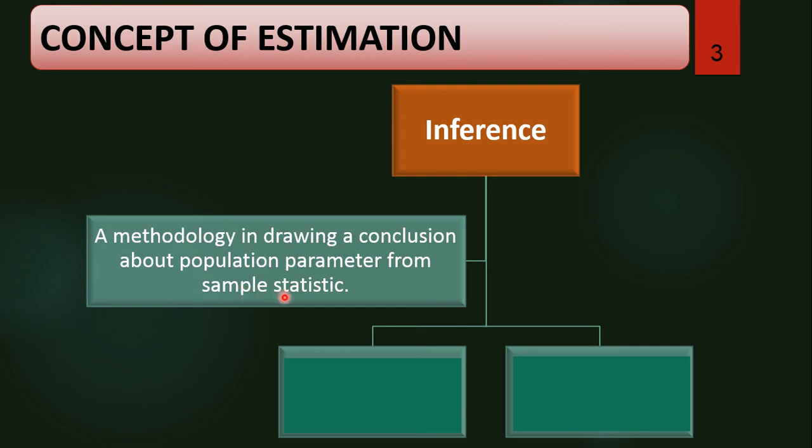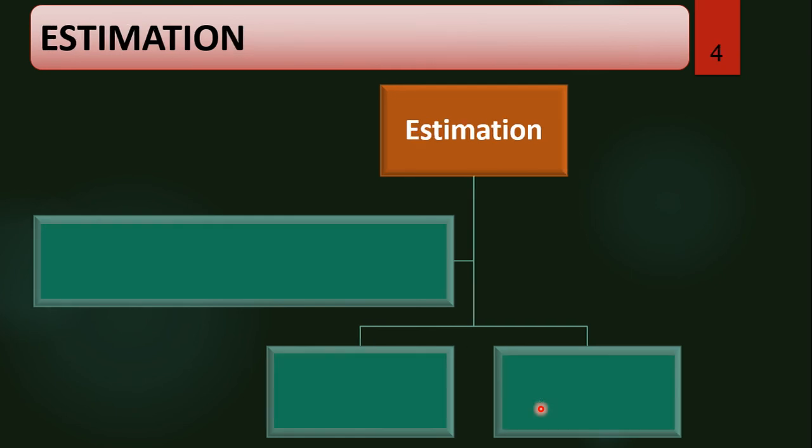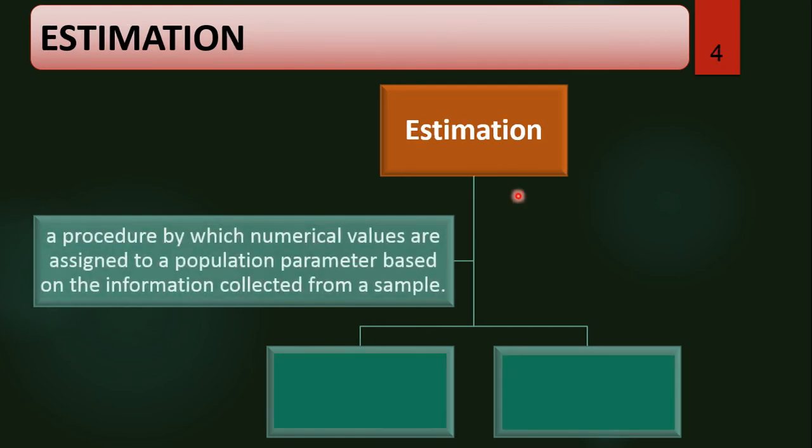Inference can be divided into two: by using estimation, or by using hypothesis testing. In this video, we will focus on estimation. Hypothesis testing we will discuss in the next video. Estimation can be defined as a procedure by which numerical values are assigned to a population parameter based on the information collected from a sample.